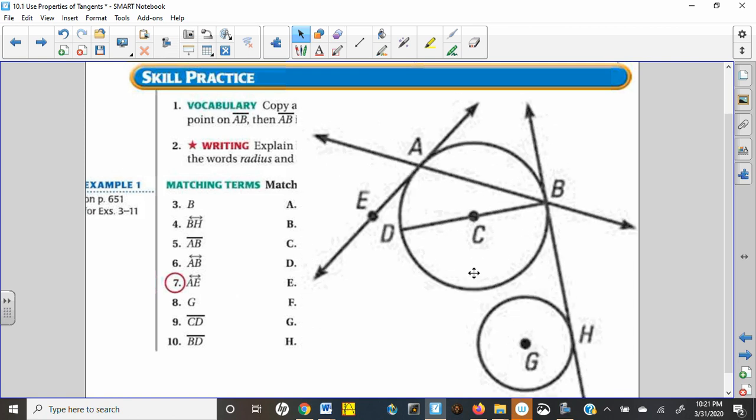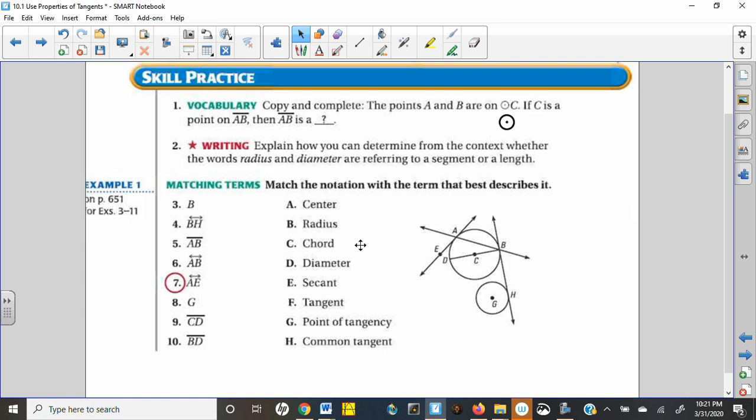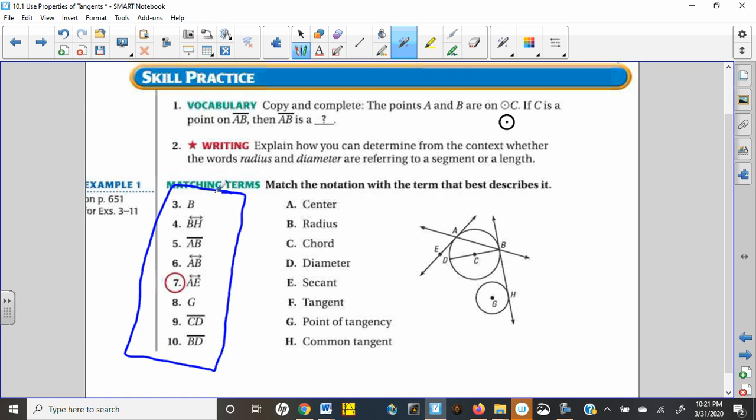I'm sure most of you did pretty well on identifying those based on definitions. The big mistake that I see fairly often is when you're not doing matching, you're doing naming. So it'll give you a picture of something and say, name an example of a chord or name an example of a tangent. And so you'll have to write these things down.